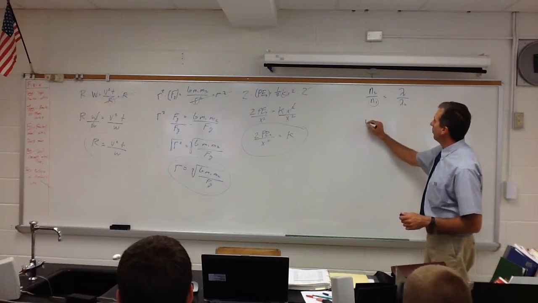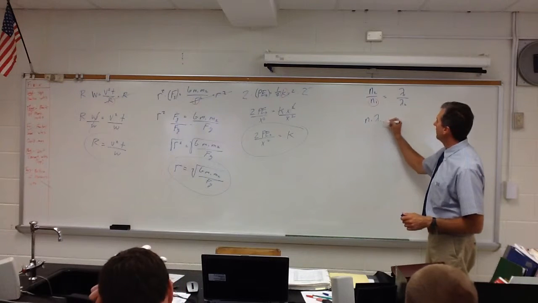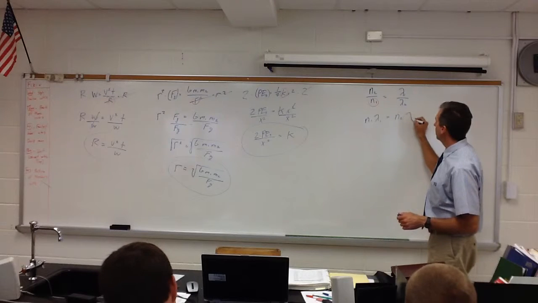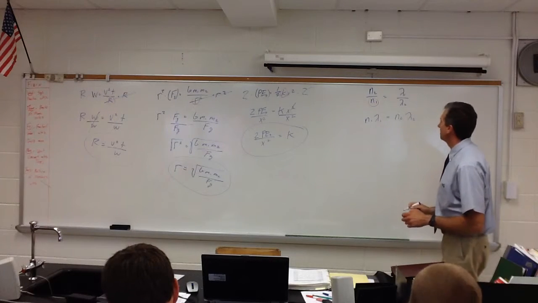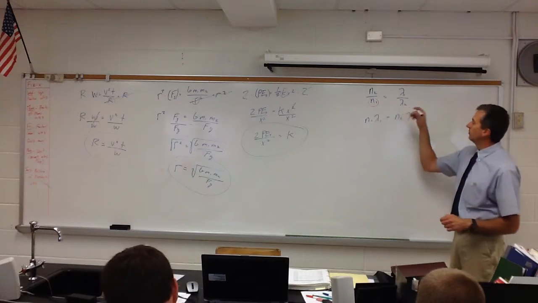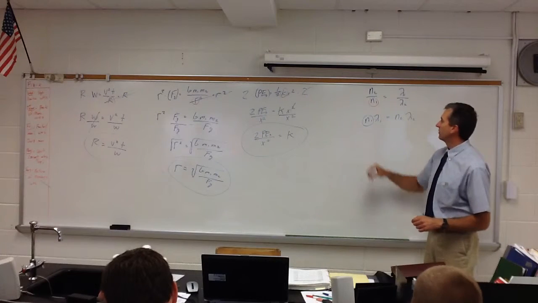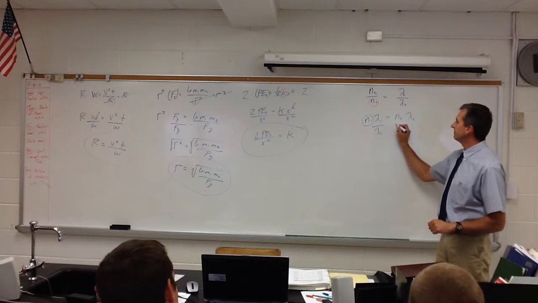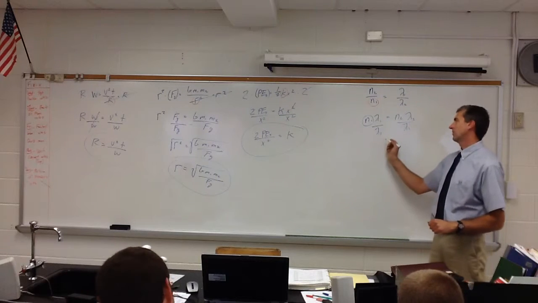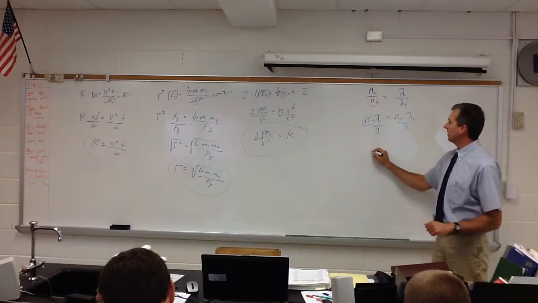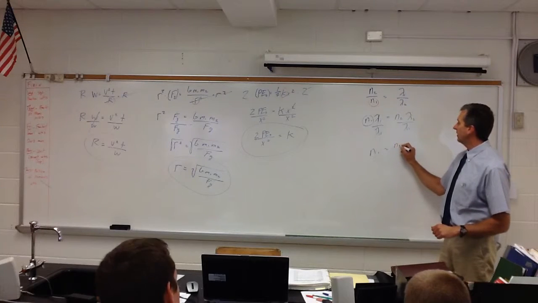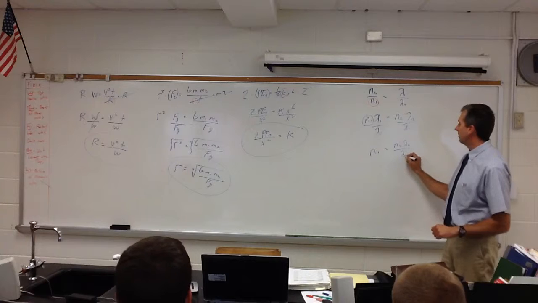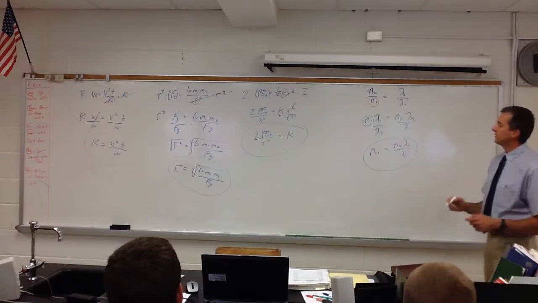Let's do n1 times lambda 1 equals n2 times lambda 2. So I cross multiply. Remember, I'm looking for this one if you forgot. All I've got to do now is divide by the lambda 1. Divide by the lambda 1, whatever you do on one side, do on the other side. These cancel. You get n1 equals n2 lambda 2 over lambda 1. Okay, that's one way to do it.